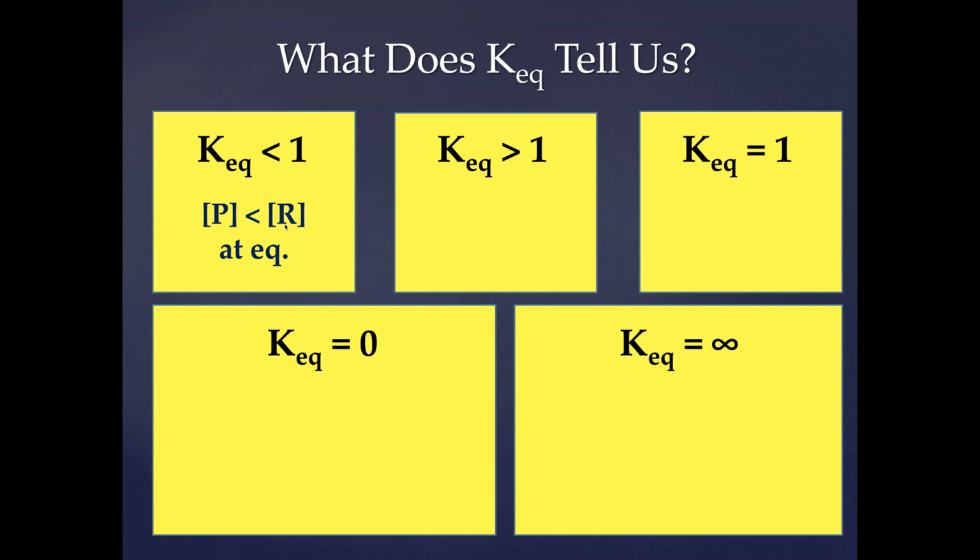If KEQ is greater than 1, then that means we used up most of our reactants to make the products. There'll be more products than reactants, and because products is in the numerator, if the numerator is bigger, the proportion will be greater than 1. This means we used up most of our pancake batter and we have mostly pancakes. If KEQ equals 1, that means the numerator and denominator are equal.